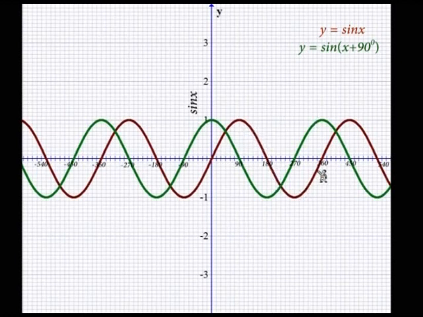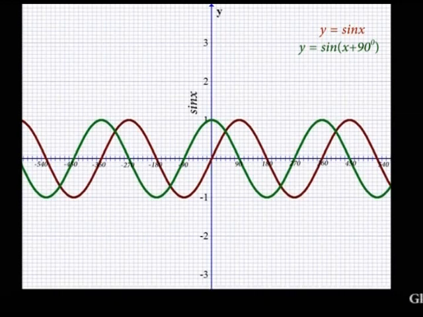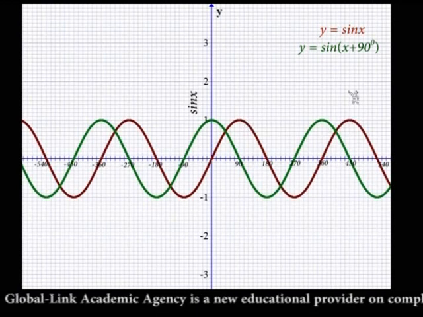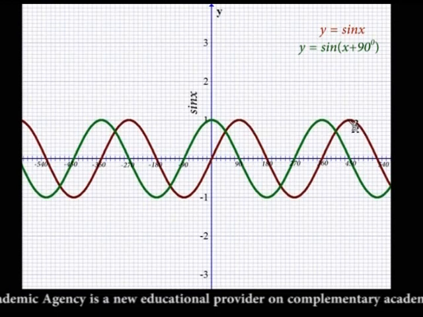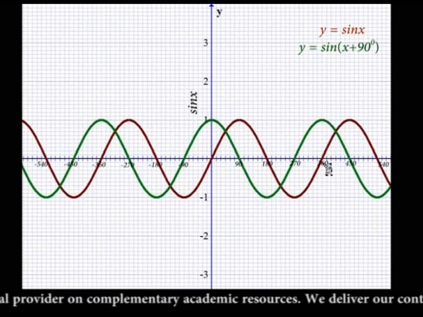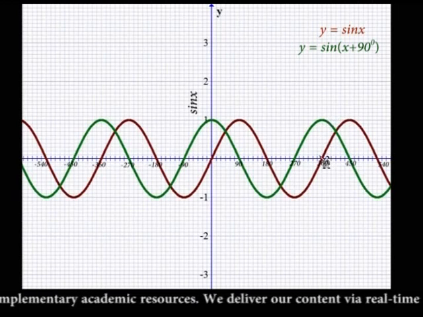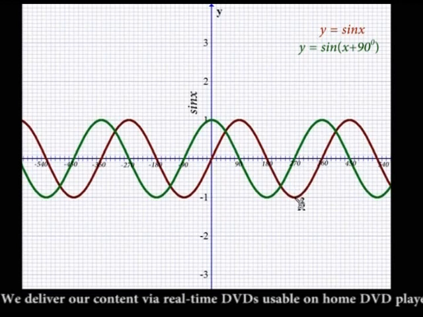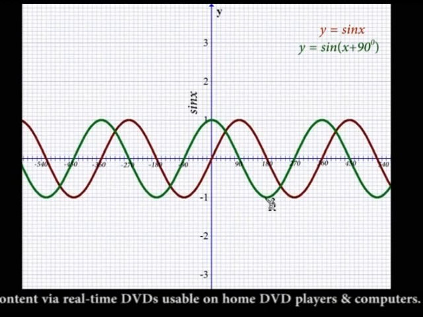The base function is in maroon, and in green we have a C transformation. We added 90 degrees. It's positive, and so we are looking for a shift to the left. And we see the green graph is shifted to the left of the maroon graph, and by how many units? 90 degrees. So we can see a shift of 30, 60, 90 degrees. Every point on the maroon graph, if I shift left by 90, will land on the green graph. 30, 60, 90 to the left.